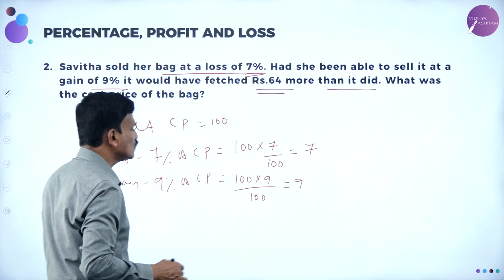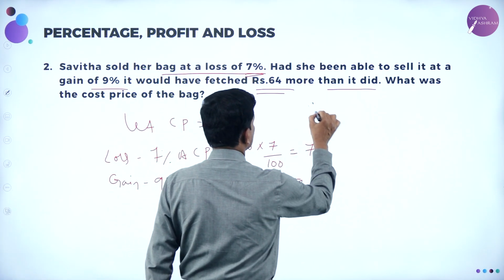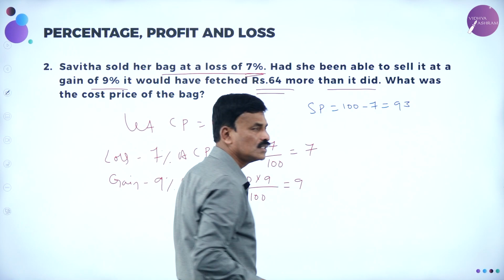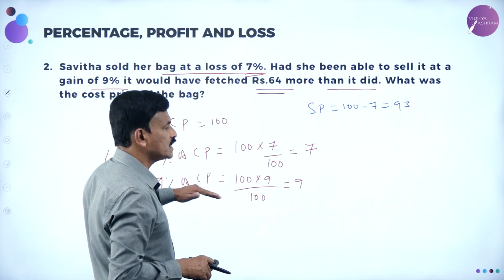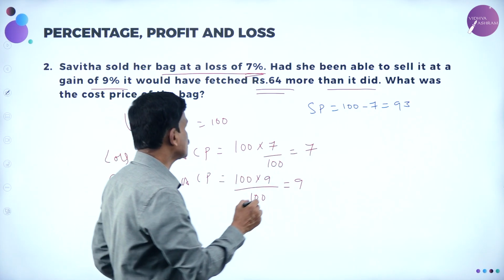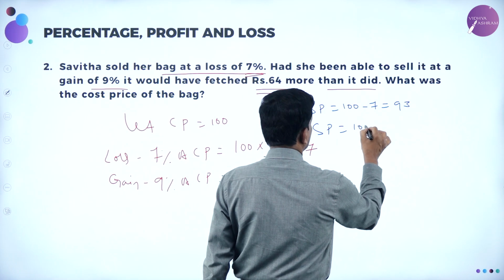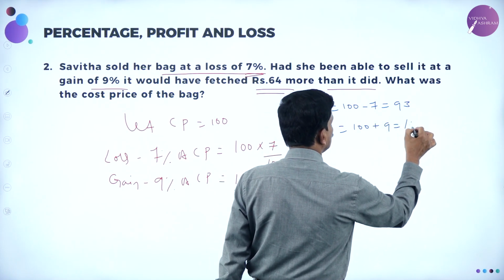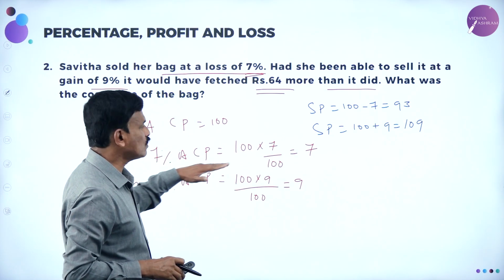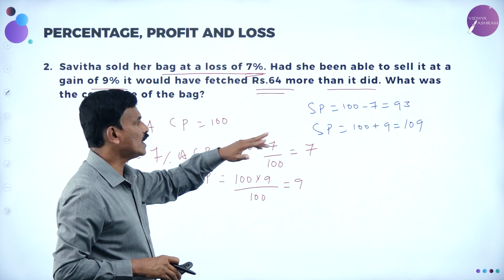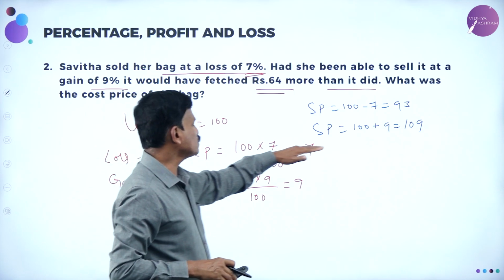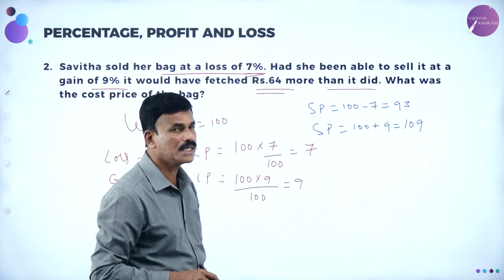Right. Loss and gain. Now, therefore, the selling price SP is equal to 100 minus 7, that's equal to 93. Just find out the selling price at this loss and gain. At loss, the selling price is 100 minus 7, that's equal to 93. At 9% gain, the selling price is equal to 100 plus a gain of 9, that's equal to 109. See, here there are two conditions. At 7% loss, SP is equal to 100 minus 7, that's equal to 93. At 9% gain, SP is equal to 100 plus 9, that's equal to 109.